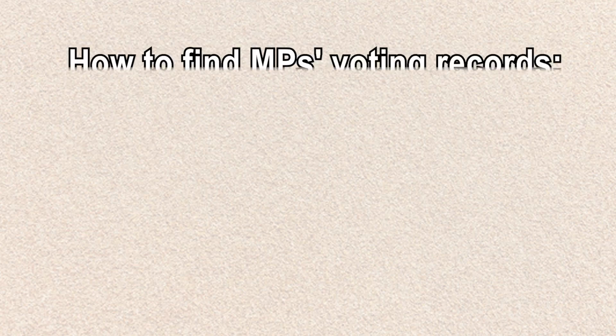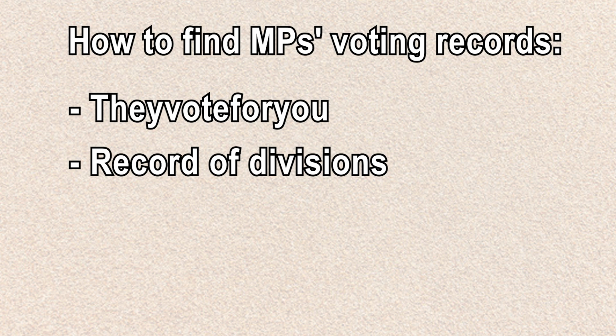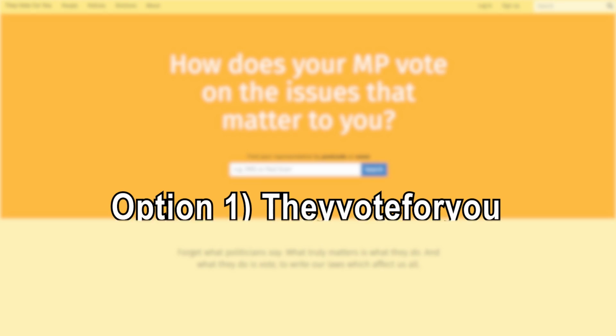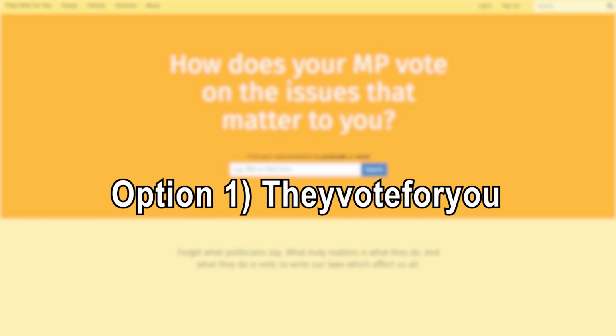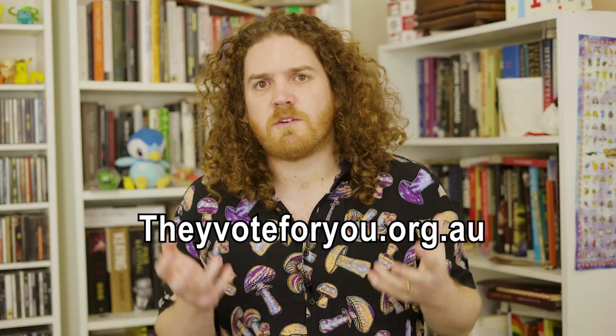So here are 3 ways that you can look into the voting records of your elected members of parliament. They Vote For You, the record of divisions, and the Hansard record. Option 1, They Vote For You. You can find it at theyvoteforyou.org.au.